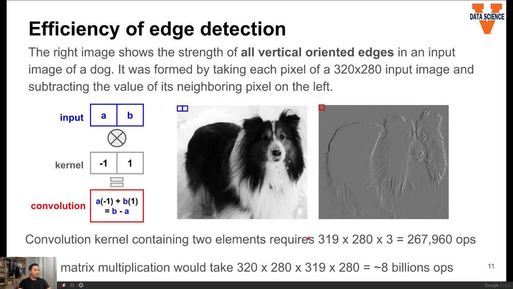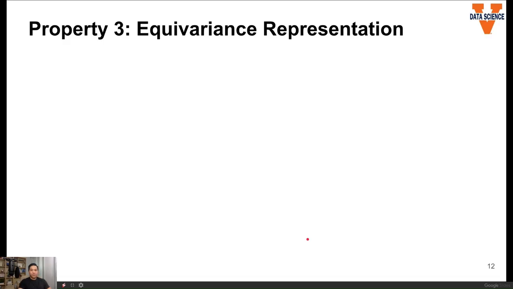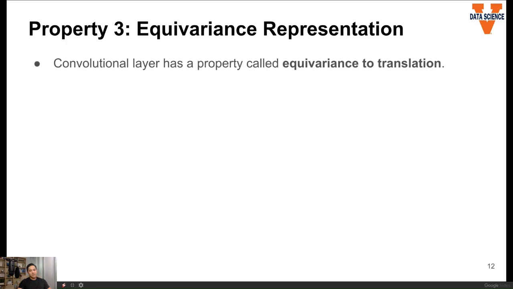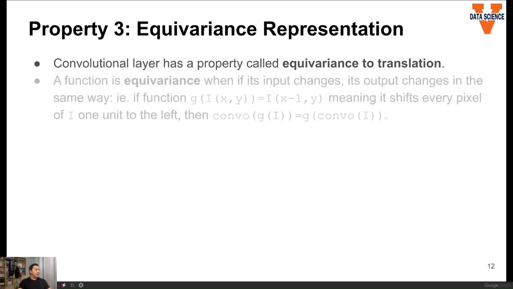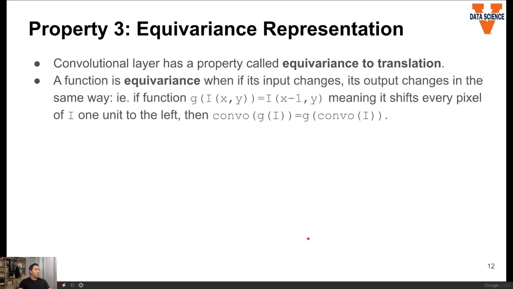All right, cool. Property number 3 is the equivariant representation. What it means is that it is equivariant to translation. The definition of equivariant is that if the input changes, the output changes in the same way. For example, let's say we have a function g applied on this image at position x and y, and what we do here is just shift the input horizontally 1 pixel to the left.